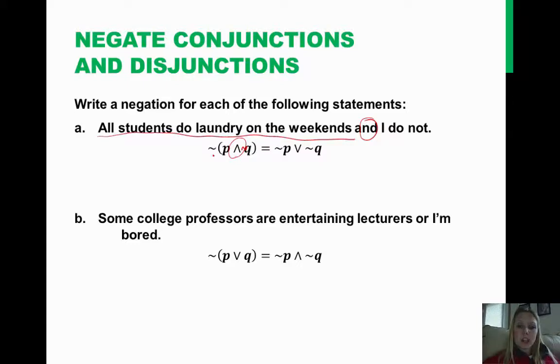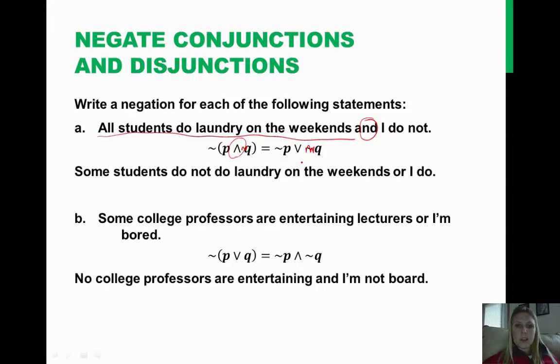So if we're going to negate this, we are going to switch the sign to an or and make sure that each one gets negated on the inside. So P becomes negative, but Q becomes positive. So our final product on this one would be the following. Some students, because we're going from an all, remember if we go from all, we got to go to a some. Some students do not do laundry on the weekends, or I do. Let's look at the next one.